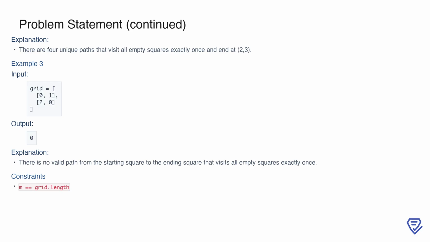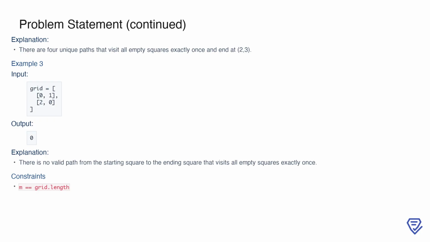Now, let's examine another example. In this case, the grid does not contain any obstacles. Starting at the top left corner, there are 4 possible unique paths that visit all empty squares exactly once and end at the bottom right corner. This is because the absence of obstacles allows for more flexibility in how we navigate through the grid. However, every valid path still adheres to the rule of visiting each empty square only once before reaching the endpoint.